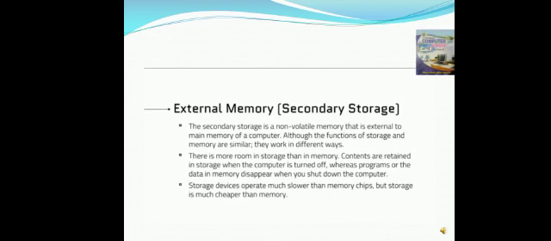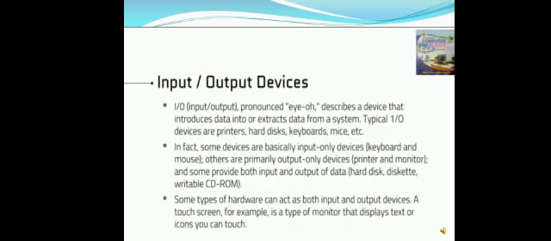Then we have external or secondary storage. It is a non-volatile memory. It is external to the memory of the computer. Both memories are the same but work in different ways. Then we have input-output devices, pronounced as I/O. This describes a device that introduces data into or extracts data from a system. Typical I/O devices are printers, hard disks, keyboards, mice, etc.